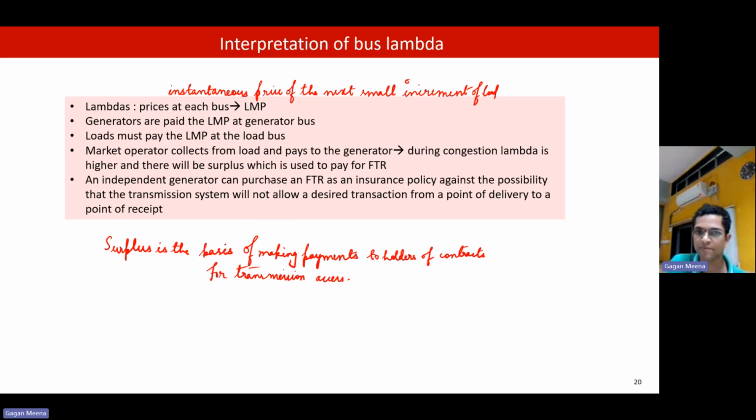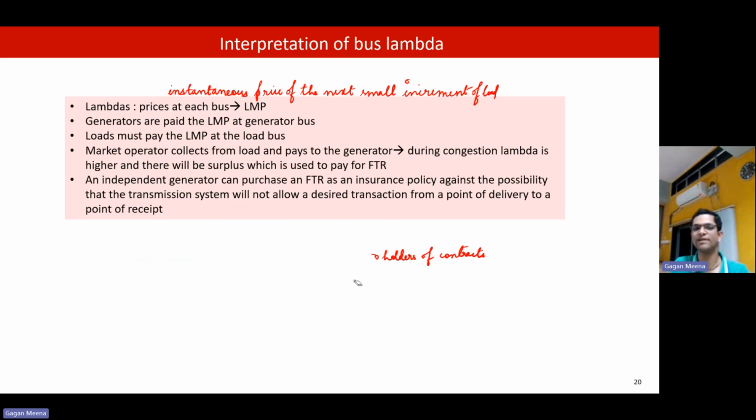Then an independent generator can purchase an FTR as an insurance policy against the possibility that the transmission system will not allow a desired transaction from a point of delivery to a point of receipt. The generator can buy a financial transmission right to ensure itself that whatever may be the situation, I will be able to deliver my power in the network. So it's an insurance to the generator. So if the capacity is not available, then still the generator will be paid.